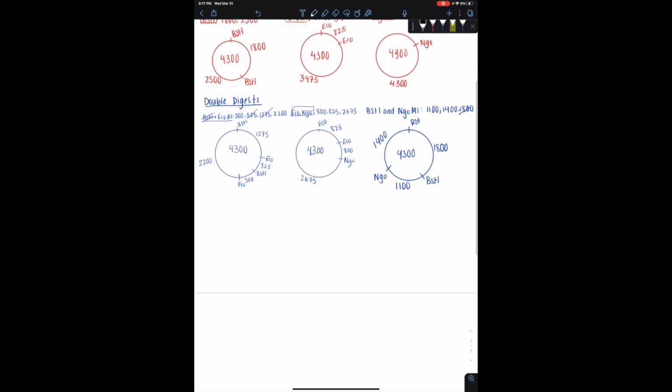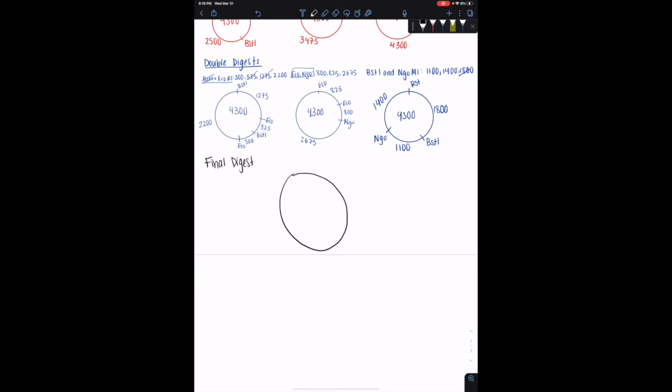So the last thing we're going to do is our final digest. So we're going to be using, again, the double digest with the most amount of cuts, which is going to be, let's see. This one has 4 cuts, this one has 3 cuts, and this one has 3 cuts. So we're going to work with this one right here, the one with B plus E. So let's just copy this one onto this one. We had a cut with B right here, and this fragment size was worth 1275.